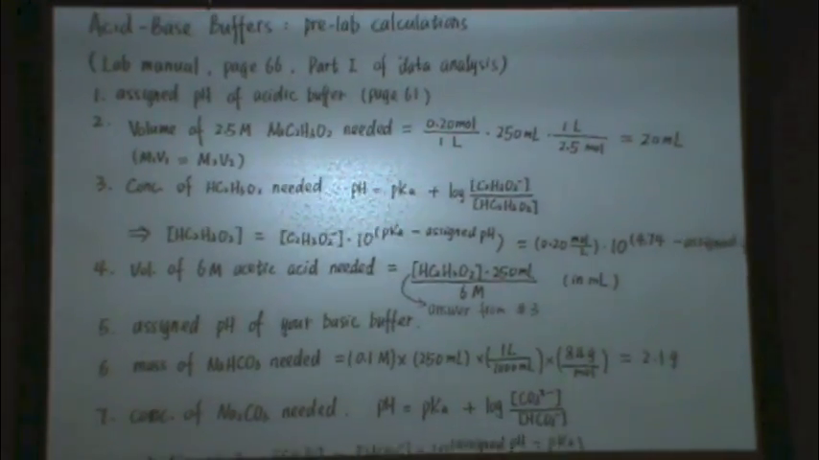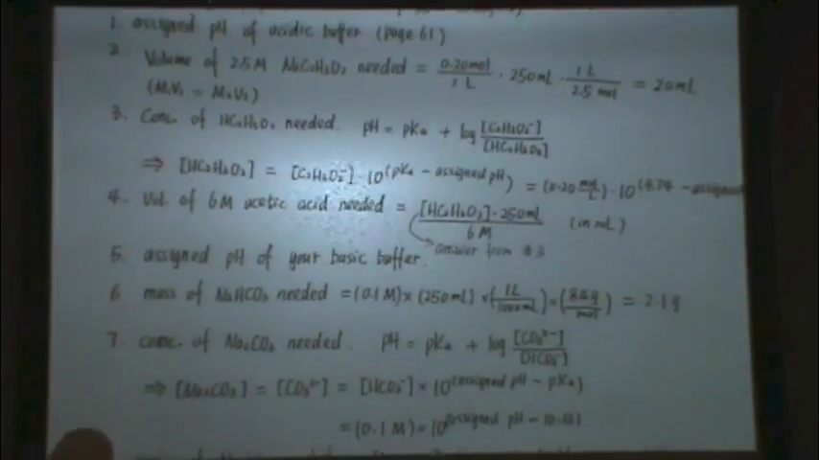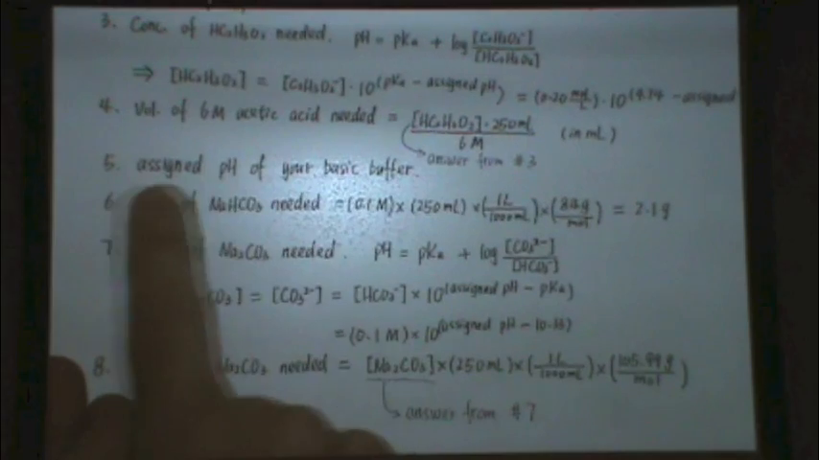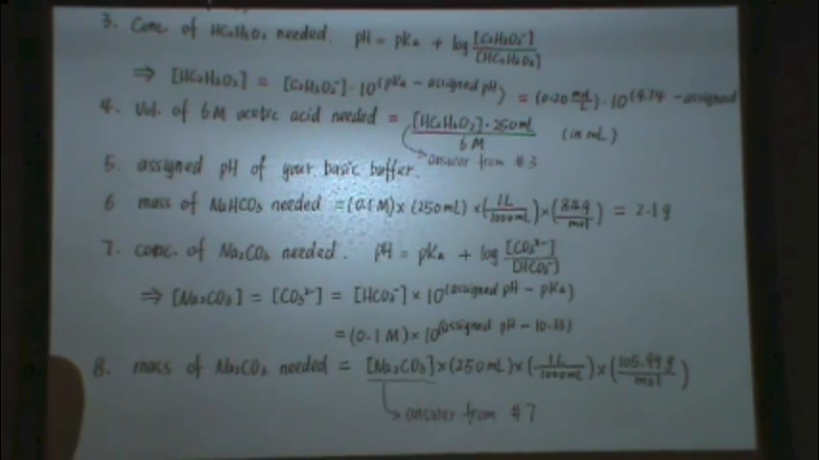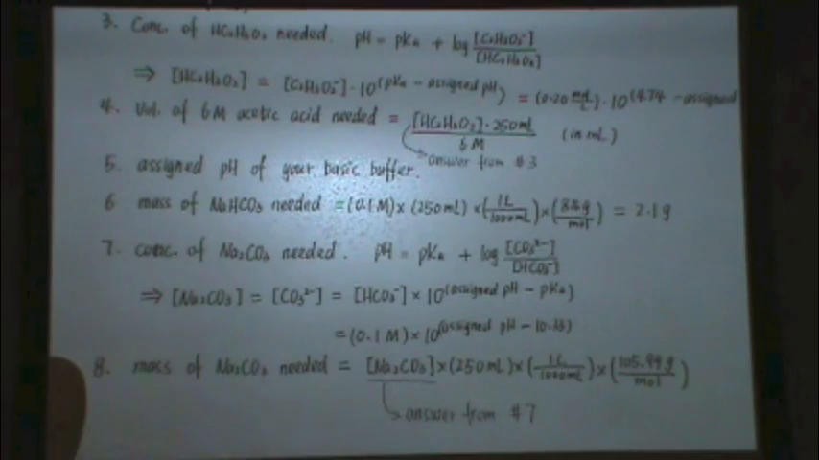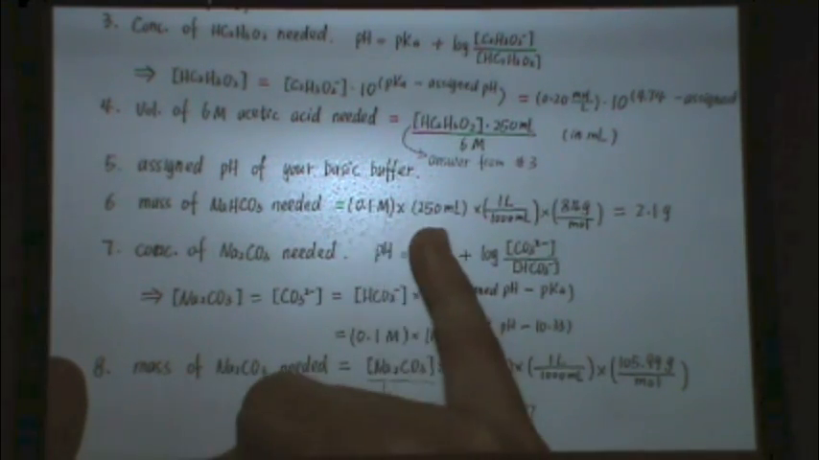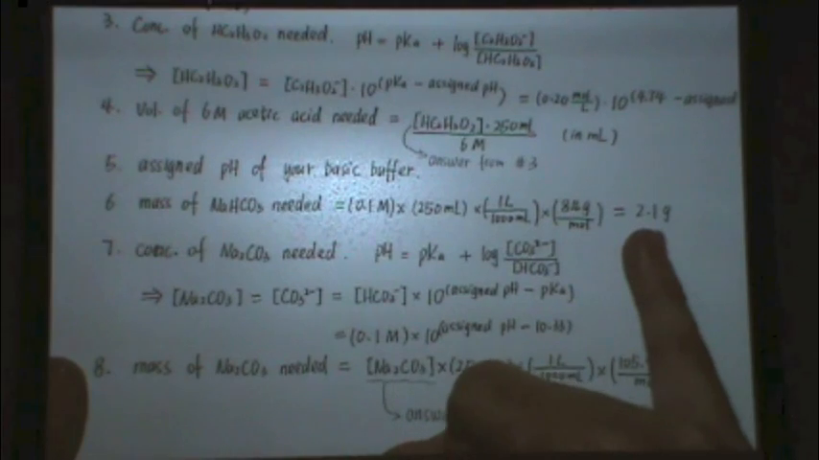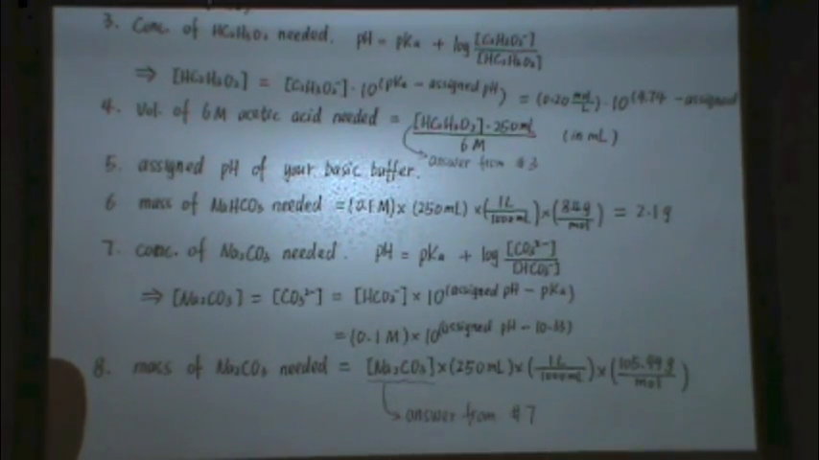Now, for the base part, that starts on our part 5, step 5 here. You have an assigned pH of your basic buffer. What you're going to do now, this one is mass. So you have to do a couple more conversions, but it's the same idea. First, you need the mass of the sodium hydrogen carbonate needed. So you can do a little conversion, convert to moles, get rid of the liters, and then to grams. And this will be the mass that you need, and you're going to weigh that out in lab.